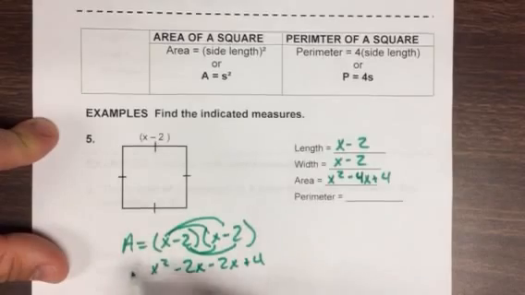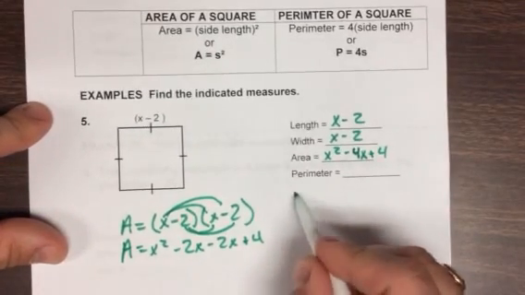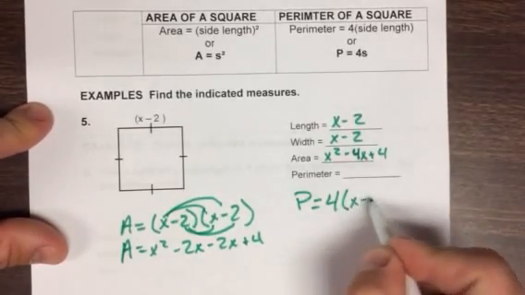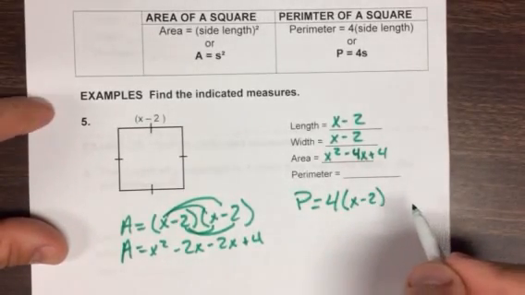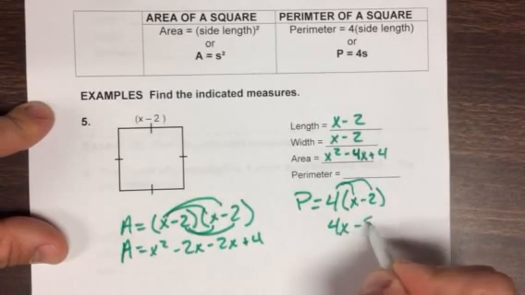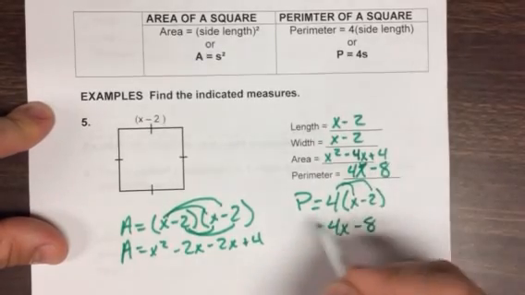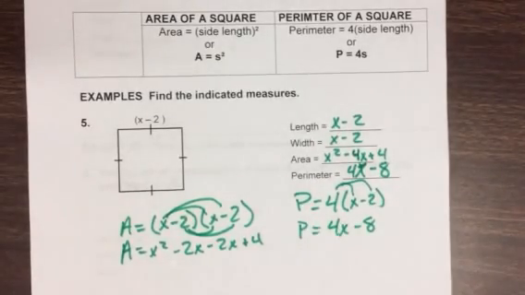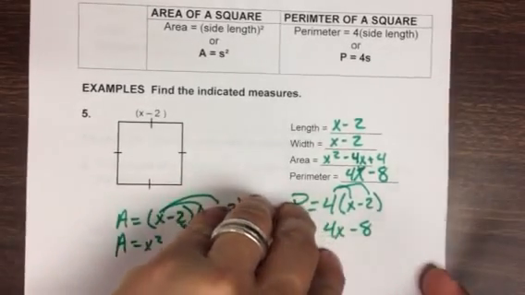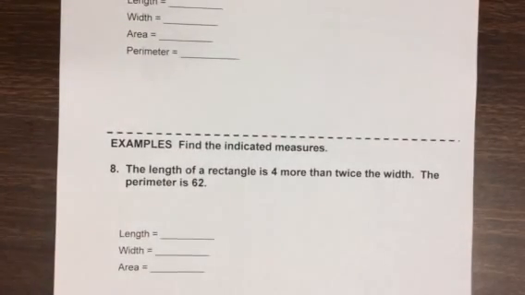Now, that was our area. Now if we're doing the perimeter, it is 4 times one side, which is x minus 2. So 4 times that, I'm going to distribute and say 4x minus 8 would be my perimeter. They may in the future give you more information, like tell you what the perimeter is and make you solve for x. But in this case, they did not do that.